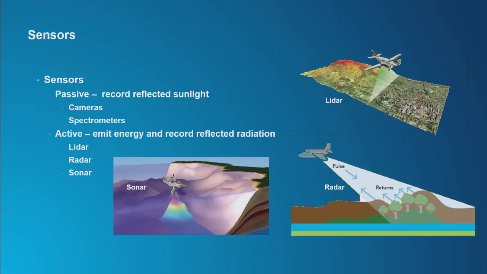Versus the active sensors that are actively emitting a light source, not necessarily light, but like a laser source with Lidar or radar or sonar. So these are the sensors that basically emit energy and record what's reflected back.